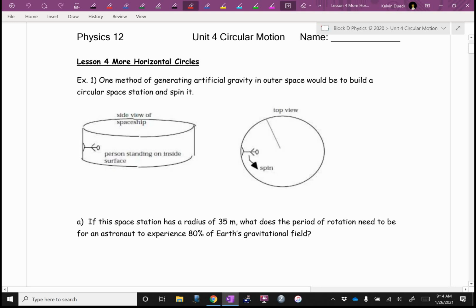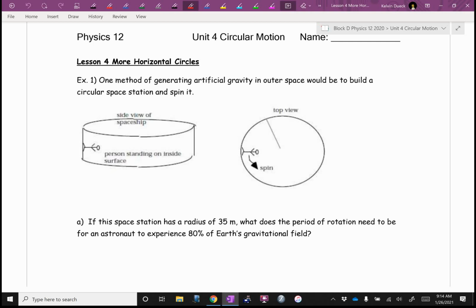Let's analyze this. If the space station has a radius of 35 meters, what does the period of rotation need to be for an astronaut to experience 80% of Earth's gravitational field? I like this question. I also like this question because it's outer space and I'm a space nerd.